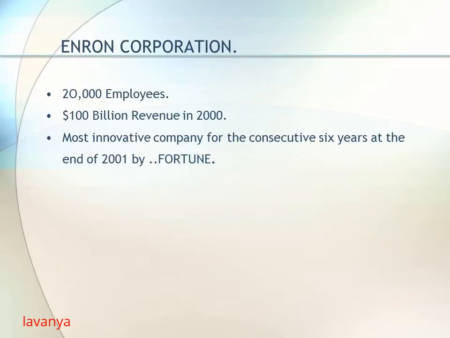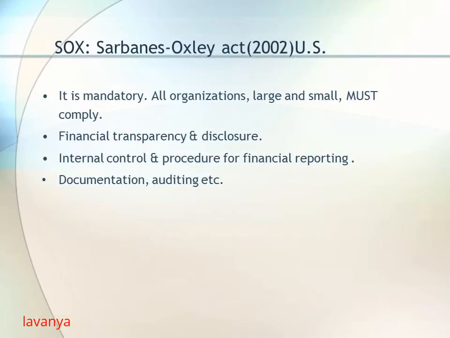There were a few more companies which did similar kinds of fraud, which was a huge loss to the government. The US government wanted to stop such fraudulent account activities done by corporations and different companies. So, the government introduced a new act called the Sarbanes-Oxley Act of 2002. It is mandatory and all organizations must comply with the Sarbanes-Oxley Act, or the SOX Act. The objective of the SOX law is to maintain financial transparency, disclosure, internal control, documentation, auditing, etc.